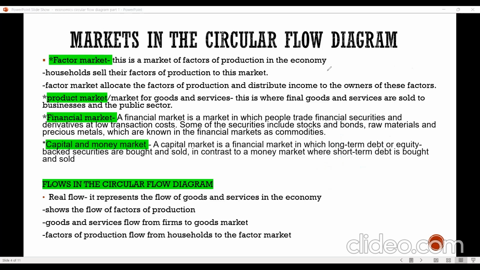Here, we are talking about the different markets that take place, so the different markets which are found in this diagram. Remember, the circular flow diagram consists of the different participants. We find the different participants in there. We also find markets, right? Remember the different participants, we discussed them. We've got households.